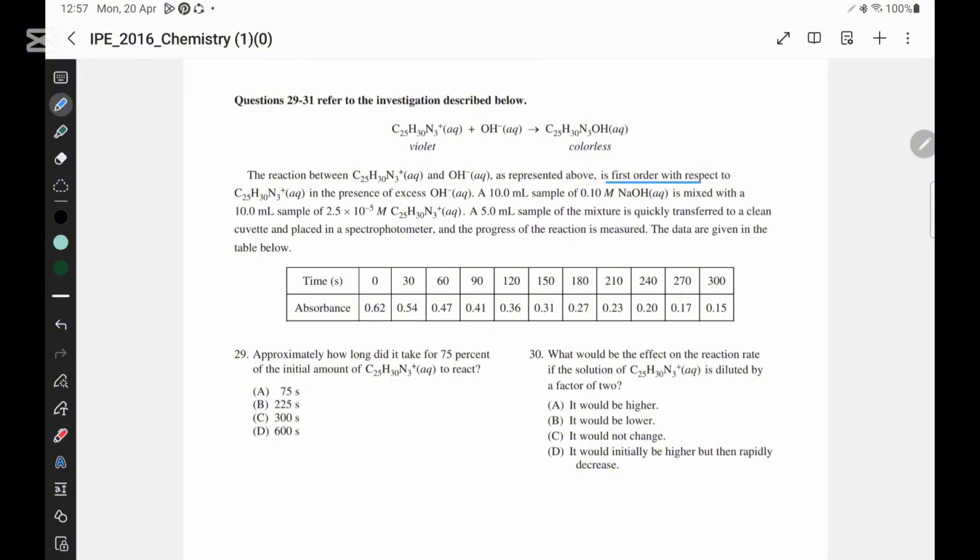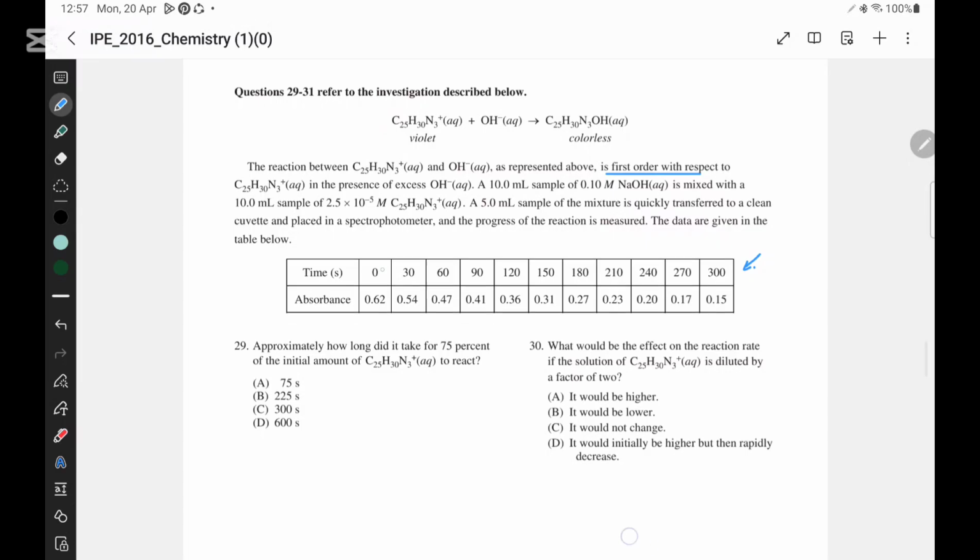Now they have given us the table in which they have given us the time, along with the absorbance. Approximately how long did it take for 75% of initial amount of C25H30N3 plus to react? So if you see, initially the absorbance is 0.62, 75% of it, when like you can say around 0.15 has been left. So how much time has been taken in converting 0.62 to 0.15? That is going to be 300 seconds. So that's why our answer is 300 seconds.